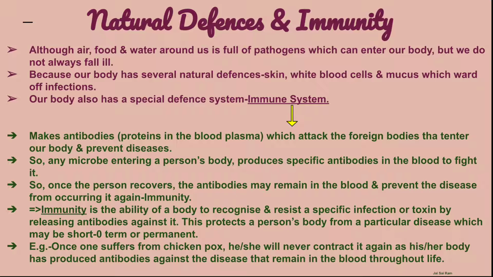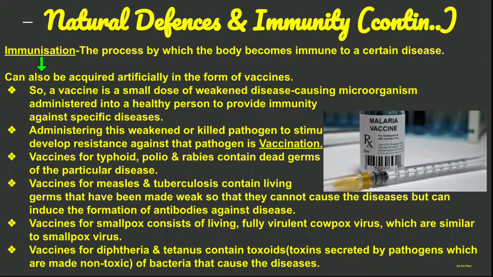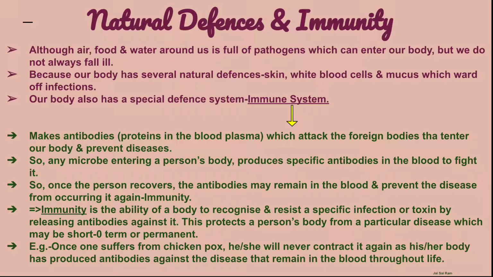This protects a person's body from a particular disease, which may be short term or permanent. For example, once one suffers from chickenpox, he or she will never contract it again, as his or her body has developed antibodies against chickenpox that remain in the blood throughout life.